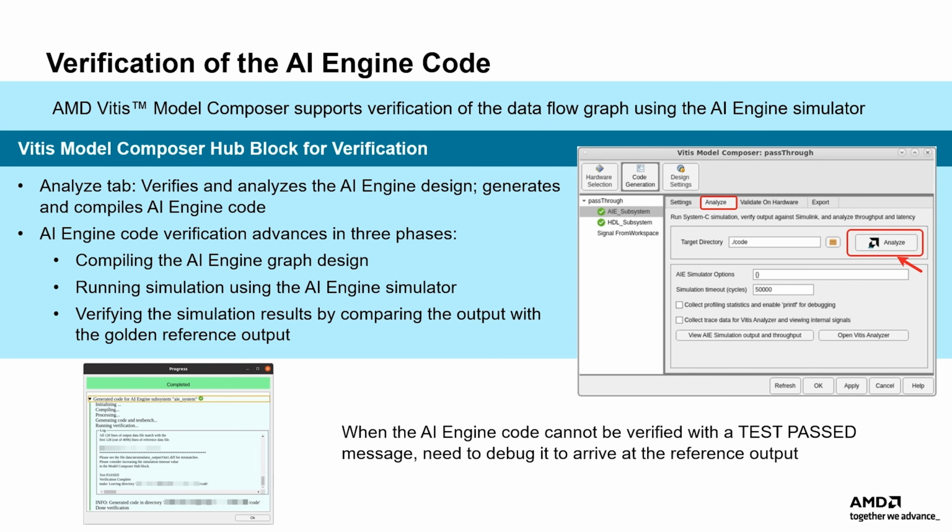The Analyze button will generate and compile AI engine code from the design and run the cycle approximate AI engine simulation in SystemC. The simulation timeout value limits the execution to the specified number of cycles. The default timeout value is set to 50,000 cycles. On performing the Analyze option, you can monitor the compilation, simulation, and verification progress of the AI engine graph code from the progress window. After successful compilation and simulation, Vitis Model Composer automatically compares the target output with the golden output. When the AI engine code cannot be verified with a test pass message, you will need to debug it to arrive at the reference output.